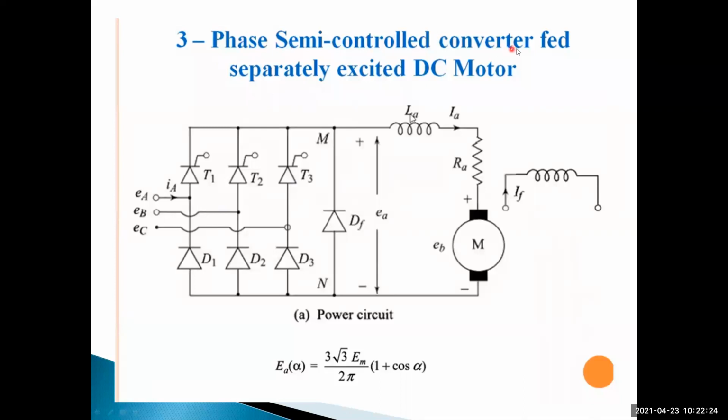Three-phase semi-controlled converter fed separately excited motor. Here, this is called a separately excited DC motor. This motor can be controlled by using a three-phase supply, so the input is a three-phase supply. Here, there are three control devices, called thyristors T1, T2, T3.